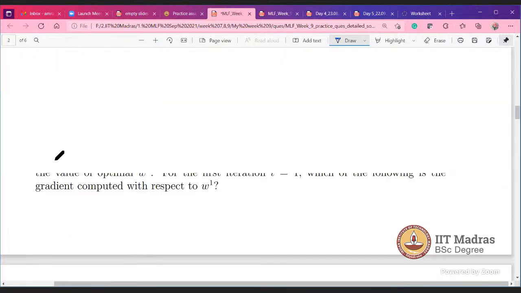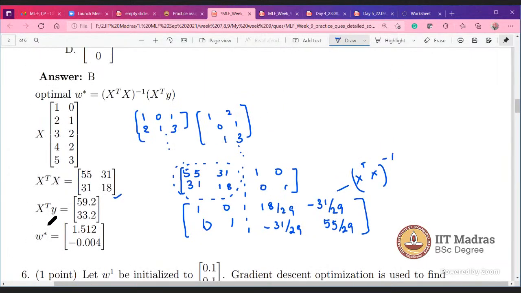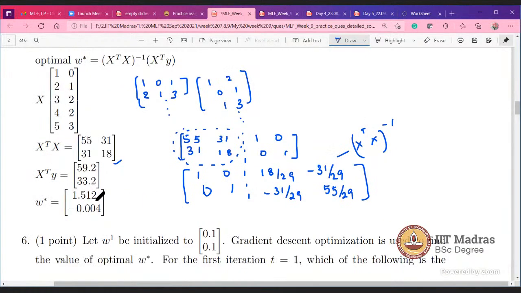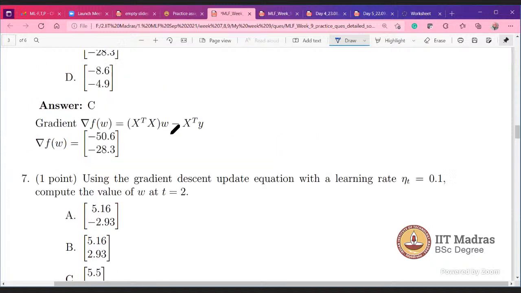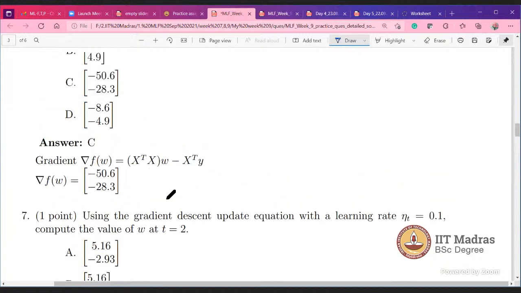So gradient is simple. So already you have calculated this X transpose X and X transpose Y here. And so gradient is simply you have to multiply with this your W, that is initial value, that is 0.1 and 0.1. That vector, if you multiply with the X transpose X value and subtract the X transpose Y. So that's how you will get your gradient value.